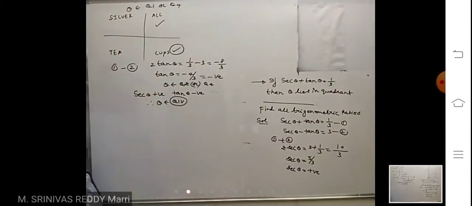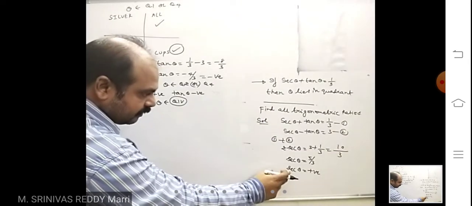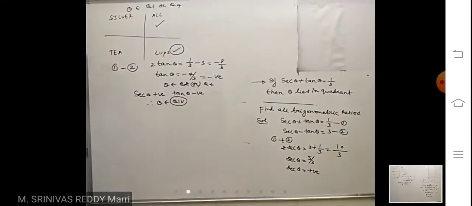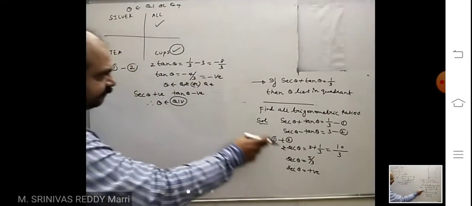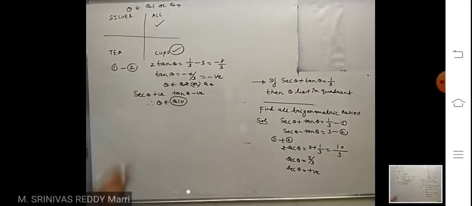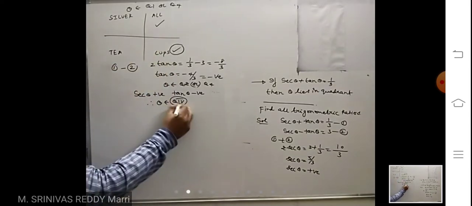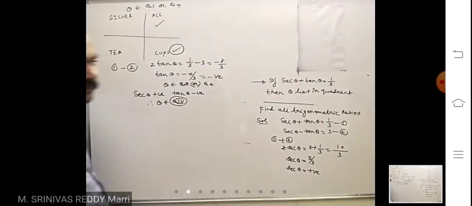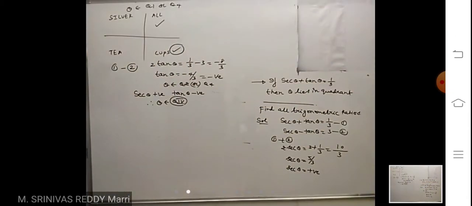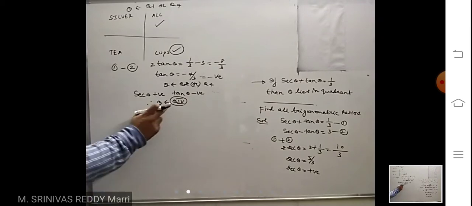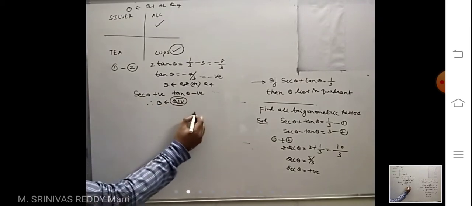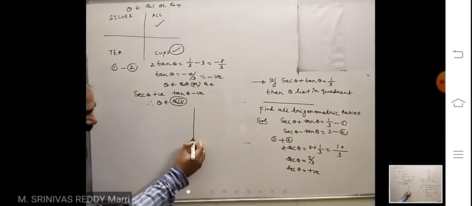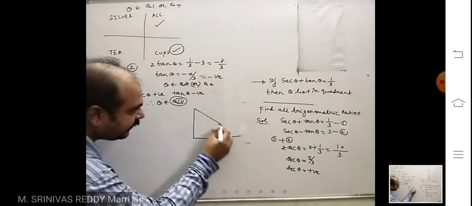For determining the quadrant, at least two trigonometric ratios must be known. Secant theta positive and tan theta negative. Definitely it will be in quadrant 4. So the angle theta which satisfies this equation will lie in quadrant 4. Now you know that it is quadrant 4. In quadrant 4, we will find the remaining trigonometric ratios by drawing the triangle.